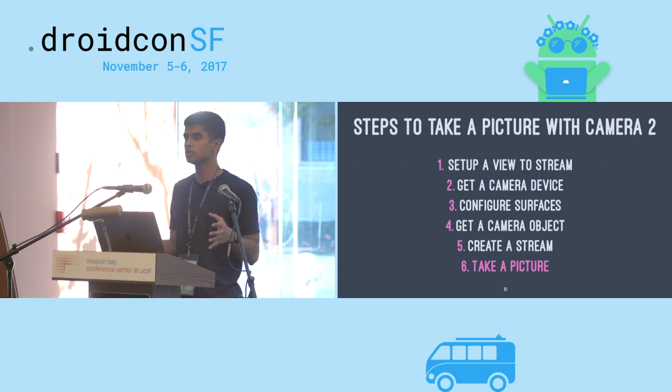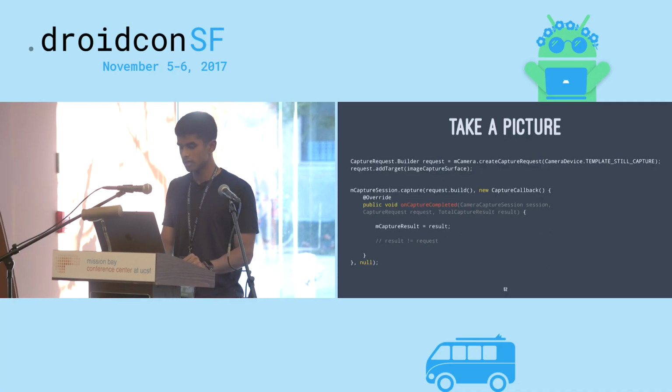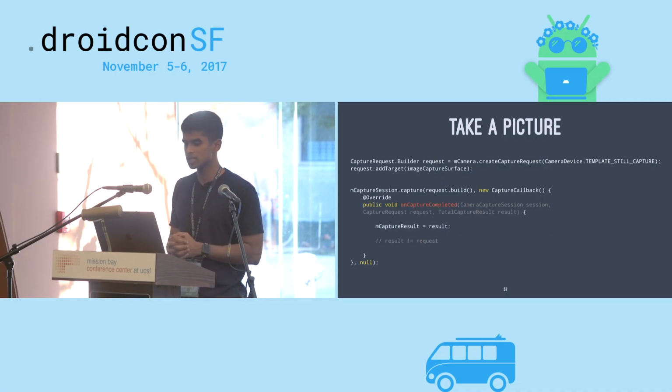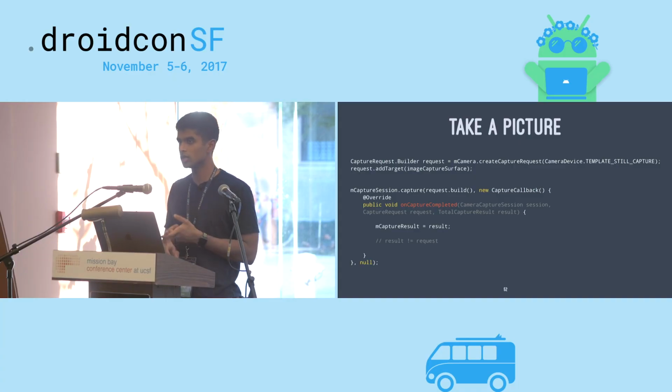Now that the user is able to see the stream, whenever they press a button, you want to take a picture. For this step, you basically want to create a capture request again, and you want to add the surface you got from the image reader. You can set options here again, and once that's ready, you want to call capture.